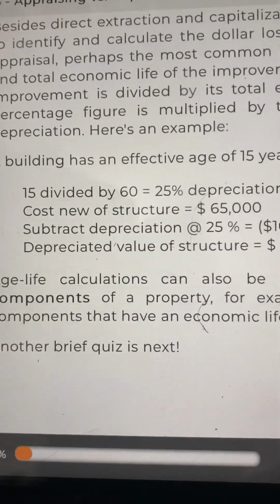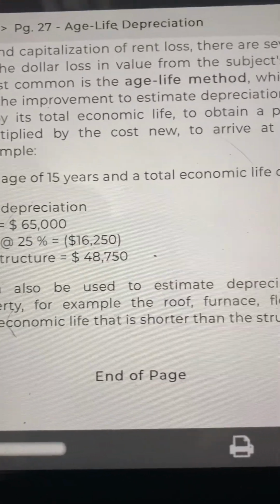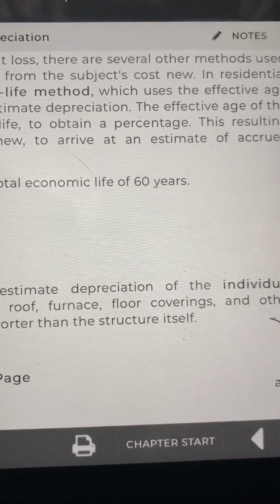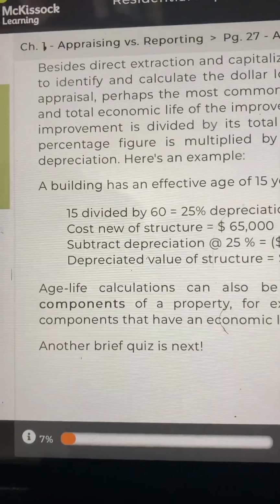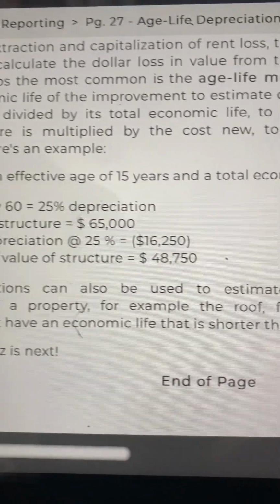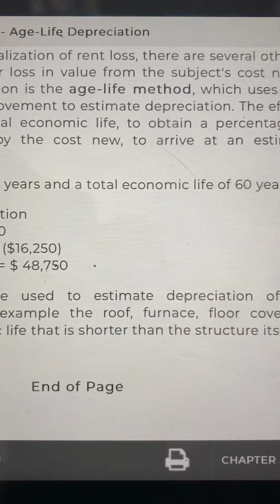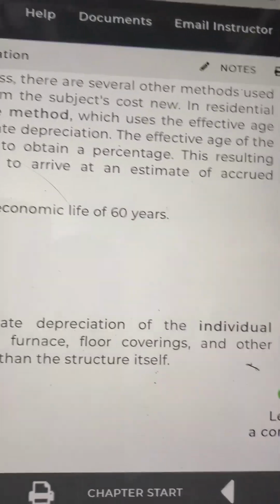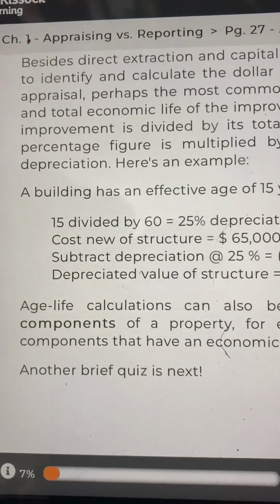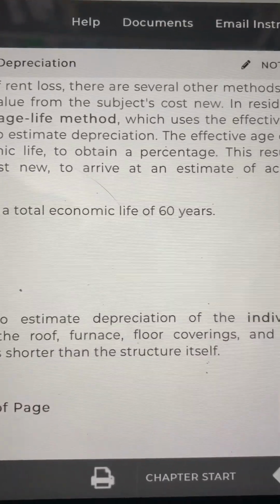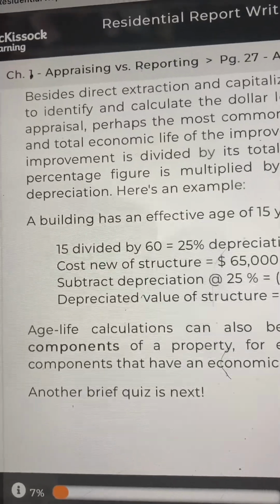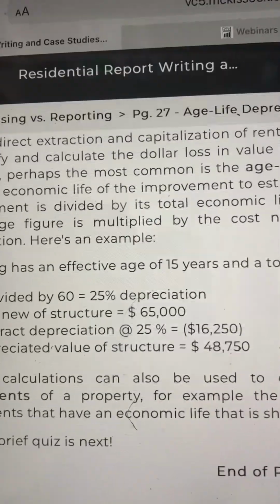Age life calculations can also be used to estimate depreciation of the individual components of a property. For example, the roof, furnace, floor coverings, and other components that have an economic life that is shorter than the structure itself. Another brief quiz is next. End of page.